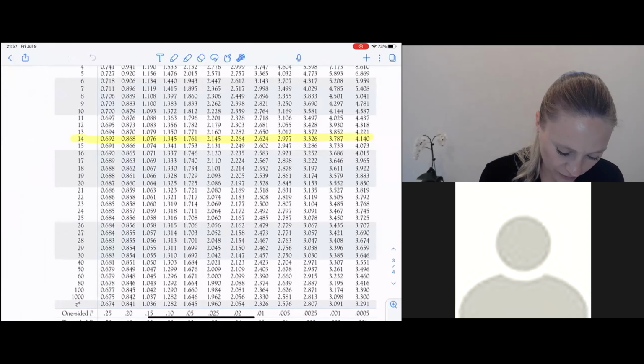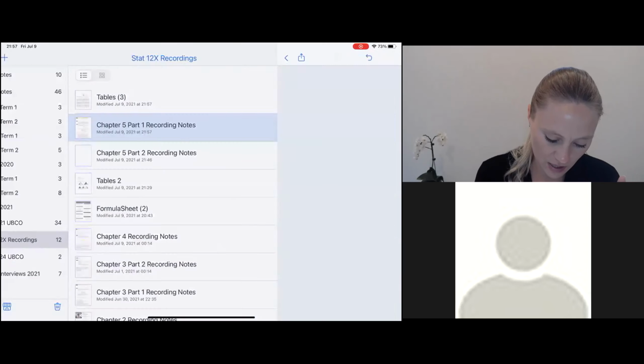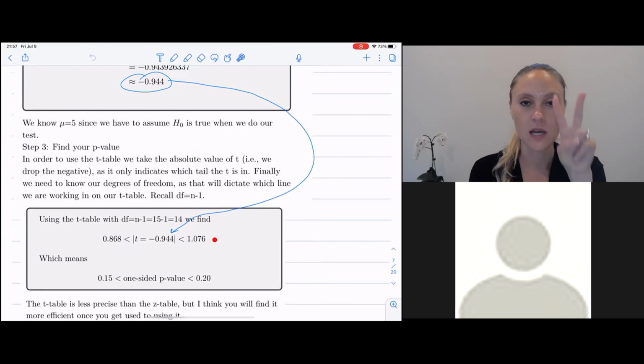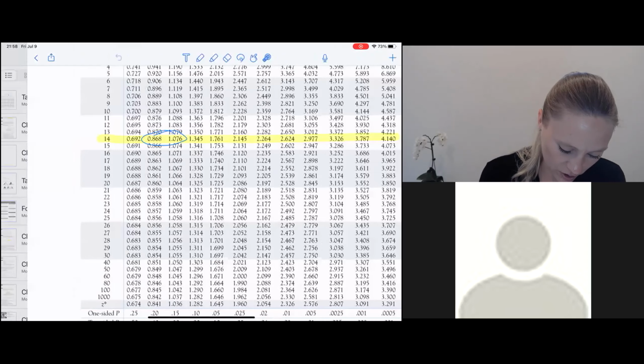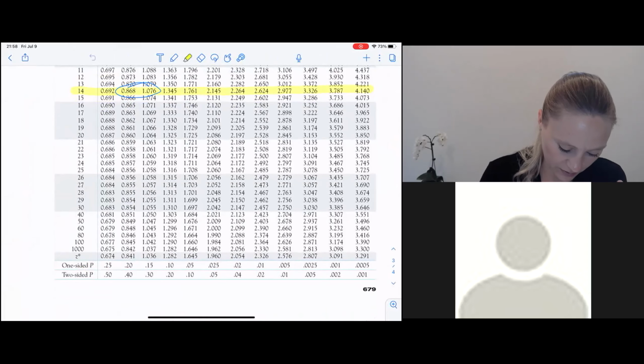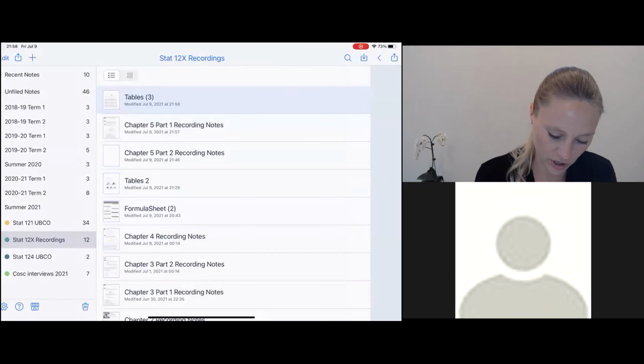So 0.944 would go somewhere in here. I'm just going to circle these up here. And my goal is to find the p-value. So first thing I'm going to do is jot these down, right? And that's what I've done: 0.868 and 1.076. Then I'm going to trace down, reminding myself that I have a one-sided test, so I need a one-sided p-value. So here we go. Okay, so I trace down here, and my one-sided p-value is going to end up between 0.15 and 0.2. Remember to read from right to left here. 0.15 to 0.2, so I jot that down.